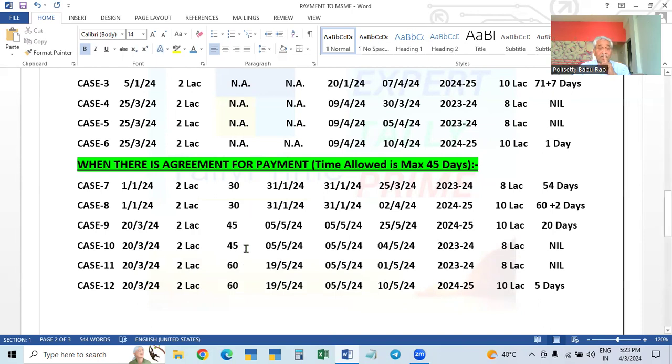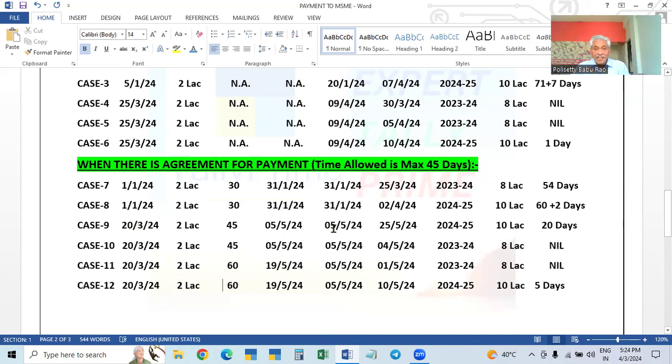In these two cases, the agreement period is 45 days. So the maximum is 45 days as per the agreement, and 5th May will be the due date as per the agreement. As per the act also, 45 days is allowed. That is the maximum limit. So as per the act also, the due date is 5th May only.